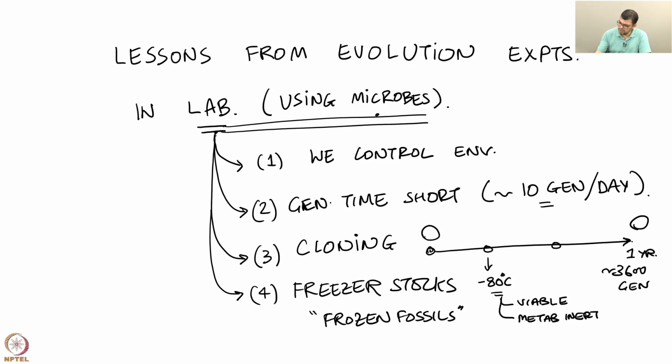And suppose at the end of this experiment I want to compare this 3600 generation and I also want to look at the one after 1000 generations. I can simply take it out of the freezer stock, grow it in culture media and compare these two live in the same flask or in neighboring flasks and so on. And obviously now sequencing genomes is very easy.